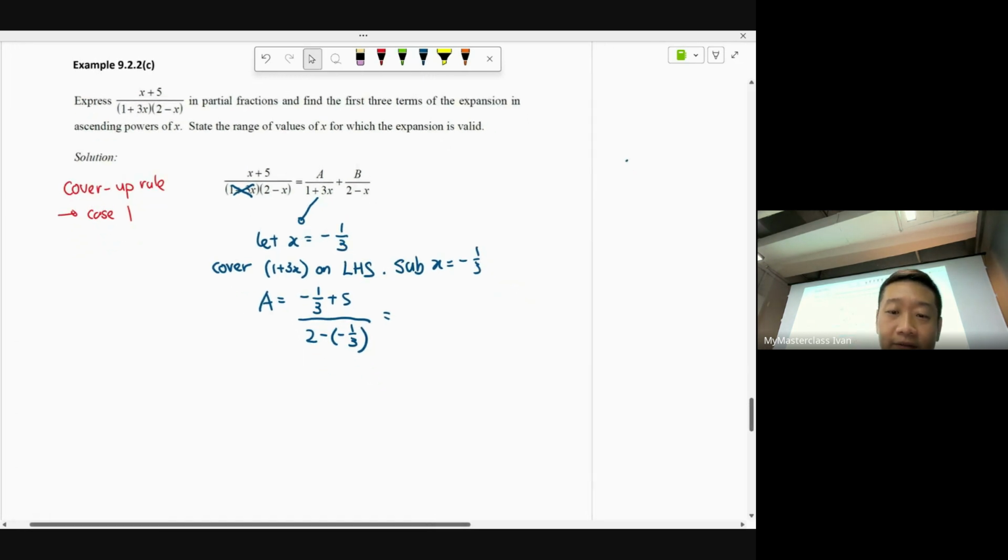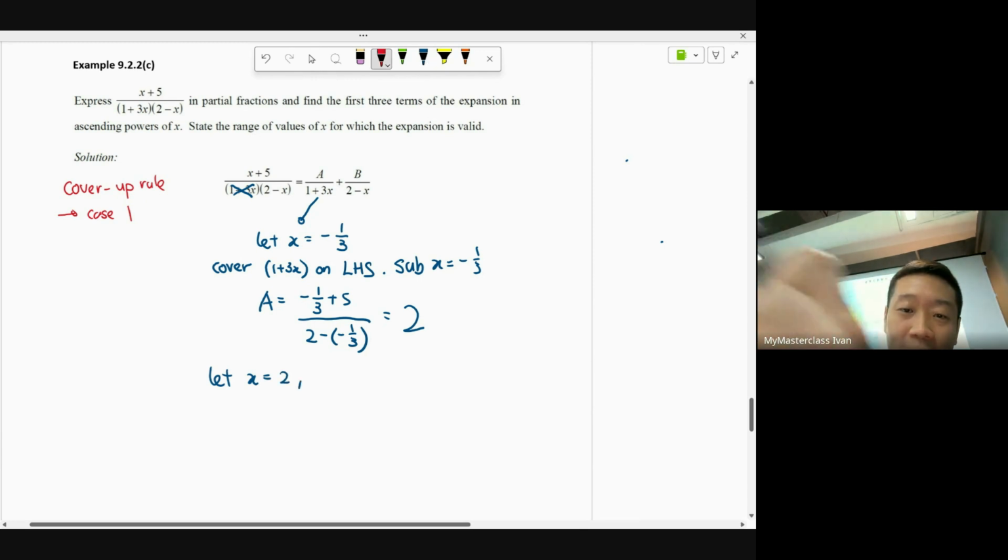Okay. 5 minus 1/3 divided by 2 plus 1/3. Okay, then you will get 2. Okay, so simple. So the next one, use the cover-up rule again. I let x equals to 2.